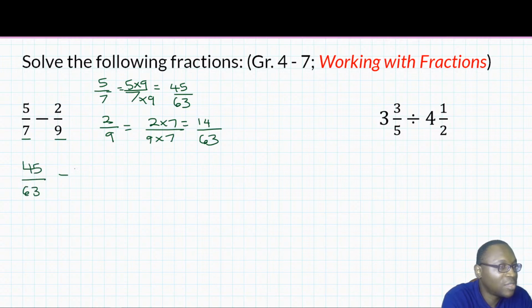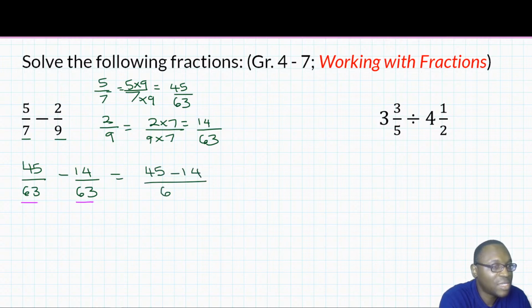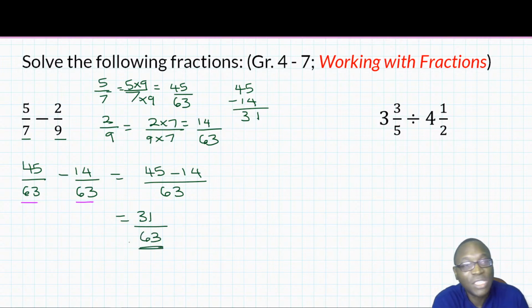So now our question becomes 45/63 minus 14/63. You can see that we have common denominators now, so it's easy to subtract the numerators. 45 minus 14: 5 minus 4 is 1, 4 minus 1 is 3. So this gives you 31/63. Now when you get to this point, you have to ask yourself if this is the simplest form.